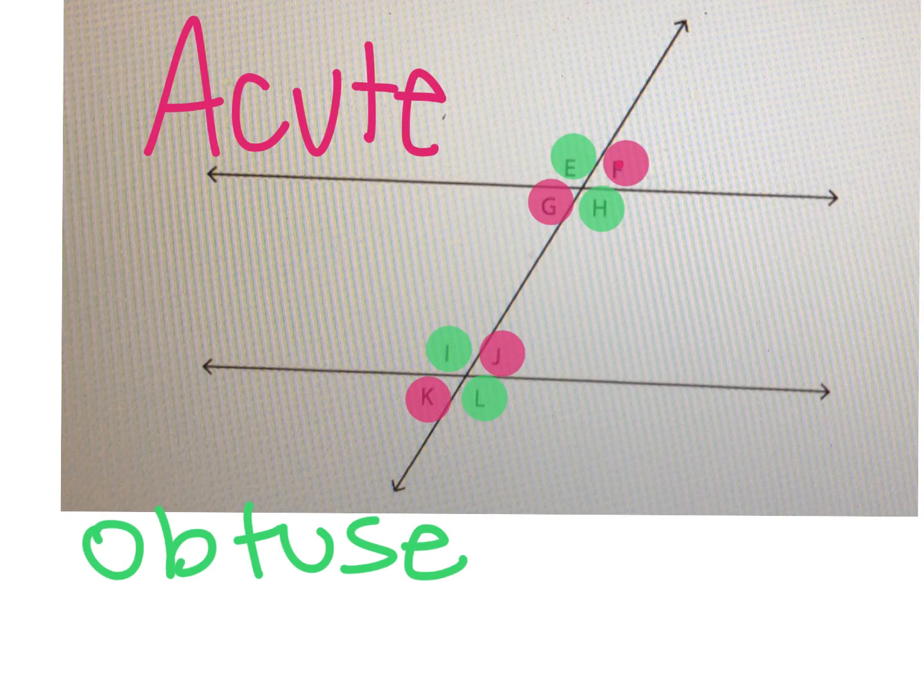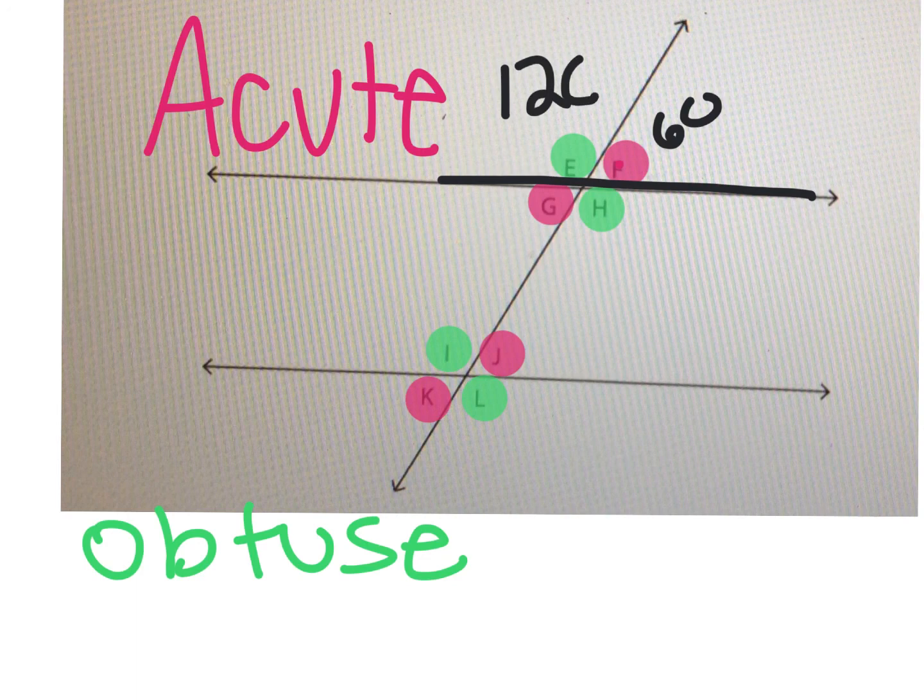I did that because all of those angles are equal to each other. So all the pink angles are equal. So if I told you that F was 60 degrees, all the pink angles would be 60 degrees. If F is 60 degrees, E is its supplementary angle, and so 180 minus 60, I'm hoping you say, is 120. So all the green angles would then be 120. So when you know one angle in this diagram, you actually know them all.